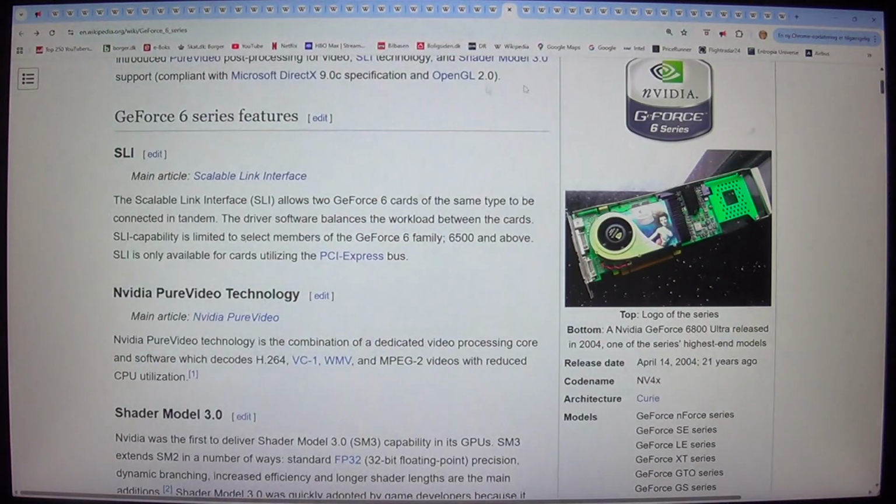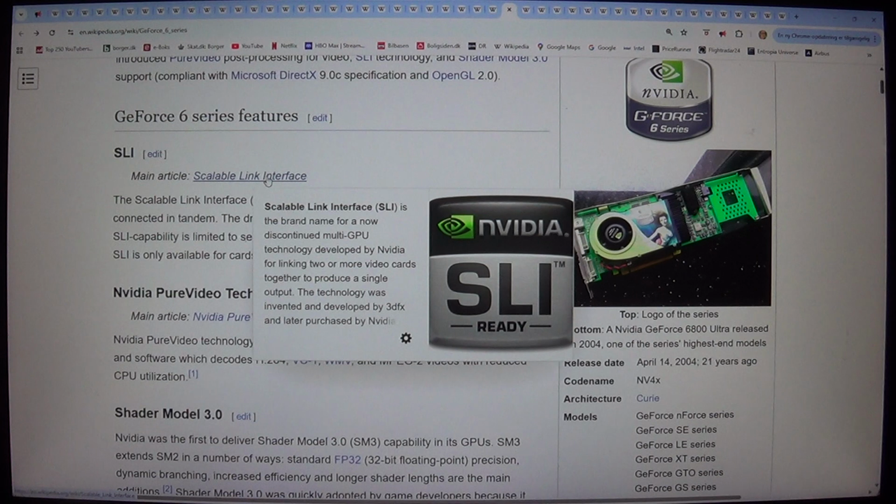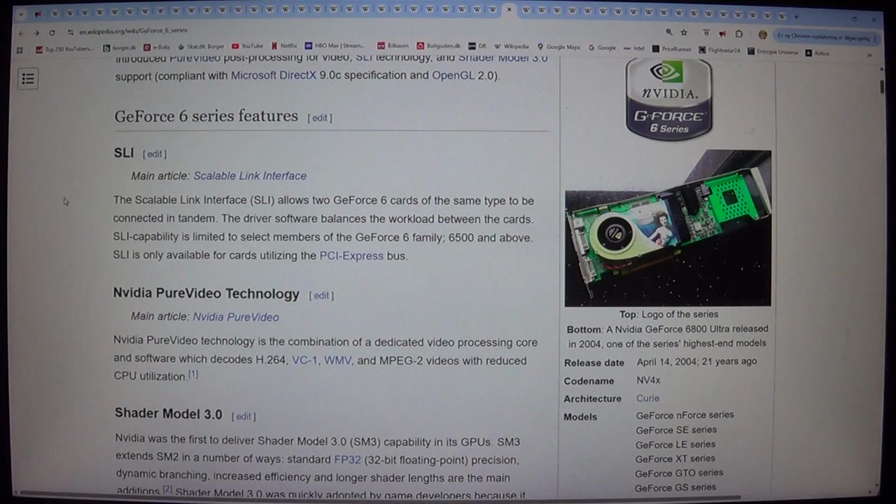GeForce 6 series features. SLI. Main article: Scalable Link Interface. The Scalable Link Interface, SLI, allows two GeForce 6 cards of the same type to be connected in tandem. The driver software balances the workload between the cards. SLI capability is limited to select members of the GeForce 6 family, 6500 and above. SLI is only available for cards utilizing the PCI Express bus.